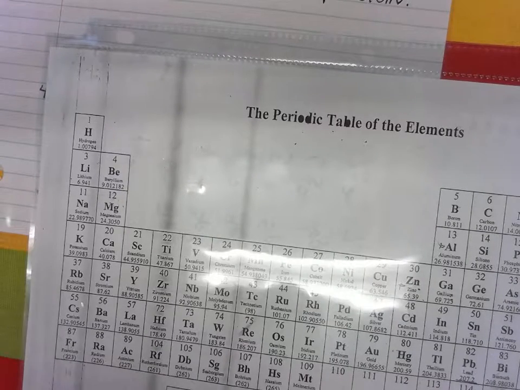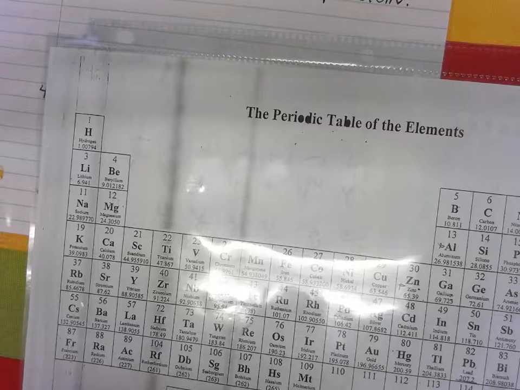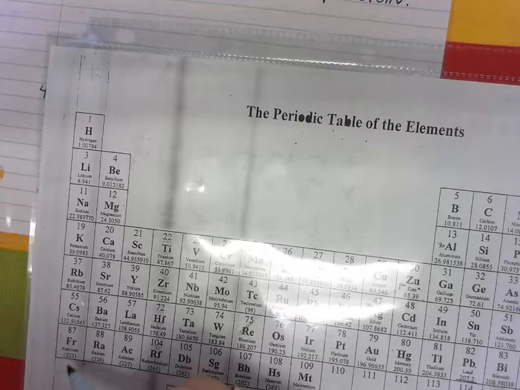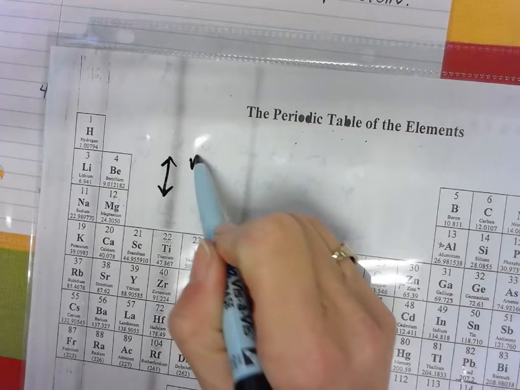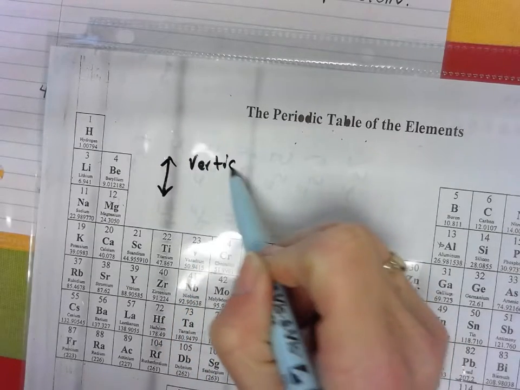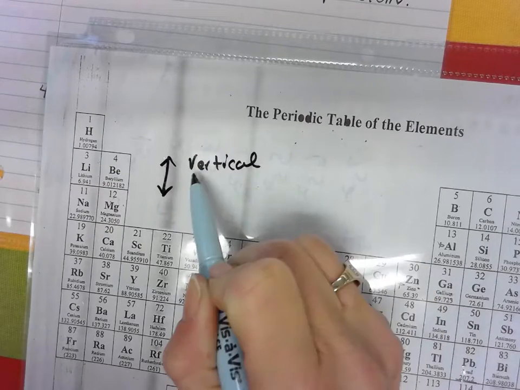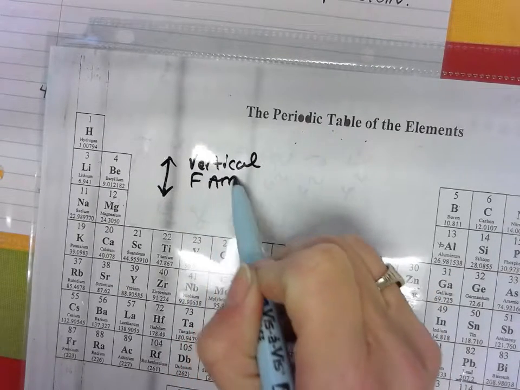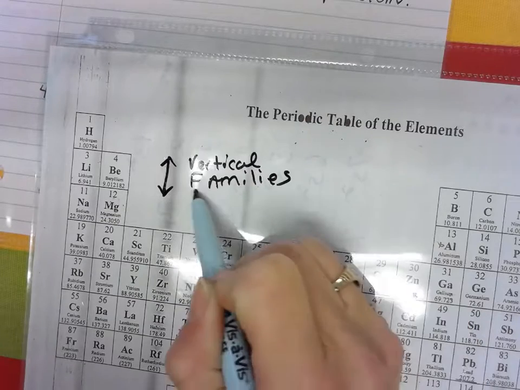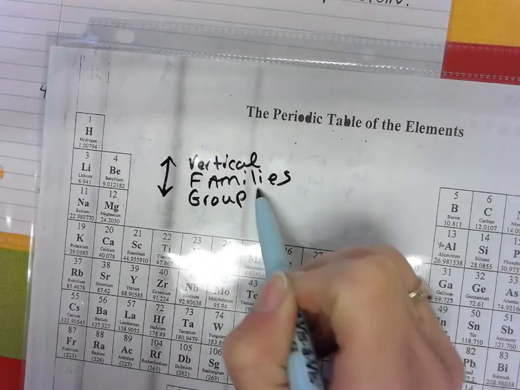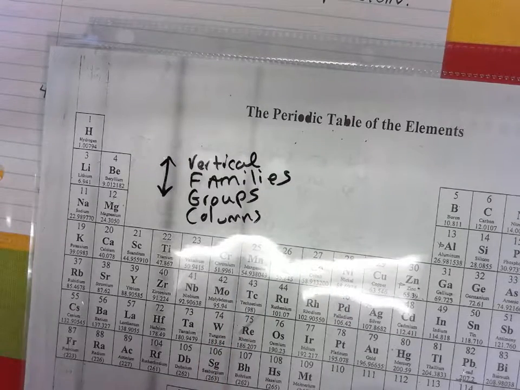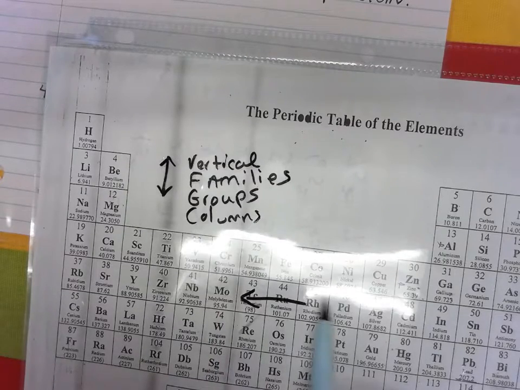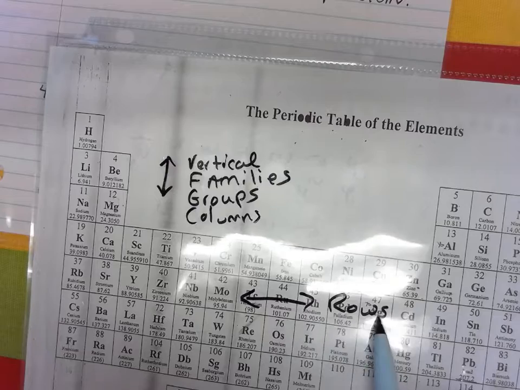You will need to know the names of the families of elements. Now, the families, when we're talking about going up and down, vertical, and I really don't know how to spell that, but they can be called families, they can be called groups, they can be called columns. All of those are equivalent names. Now, when we go across, these are known as rows or periods.